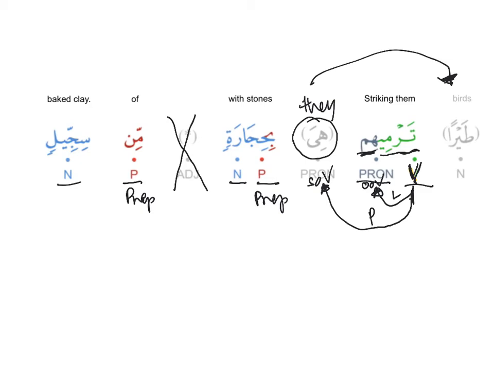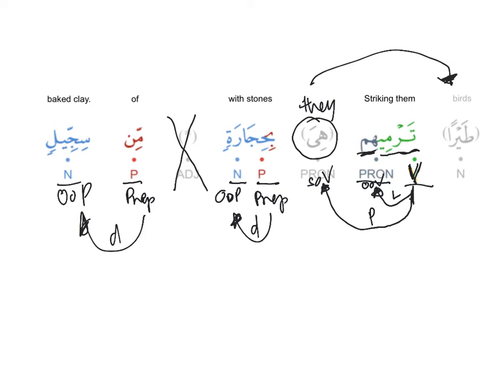So verb is done. And then next, is there any possessive? No possessive, no adjectives. Let's go to preposition. This one is straightforward. Whatever comes after preposition is object of preposition. Next one, same thing, object of preposition here.